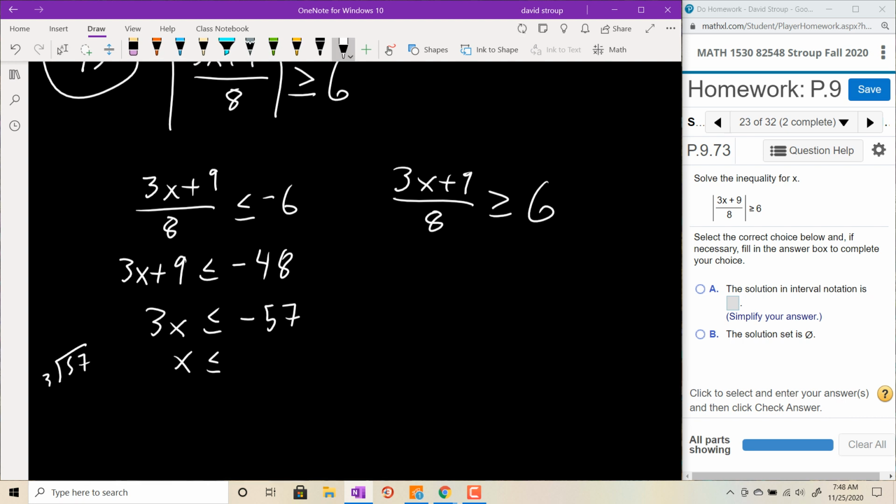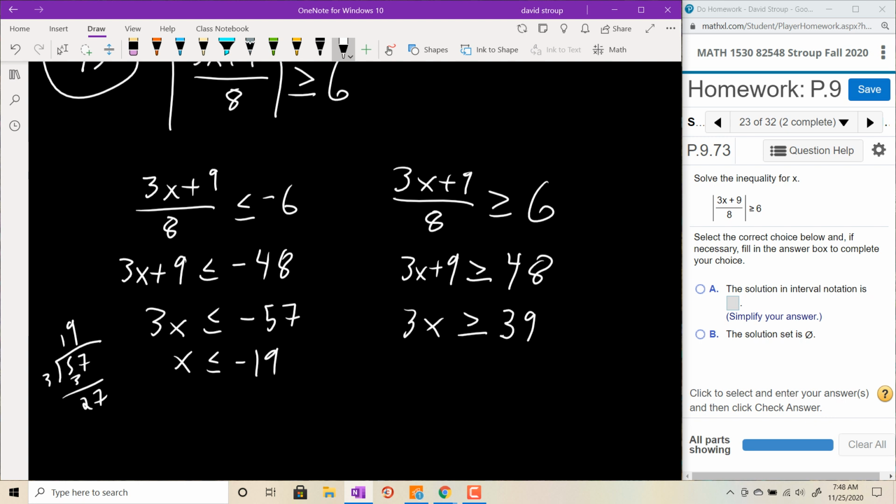57 divided by 3. My calculator is broke. 19. I may have to whip out the computer calculator eventually. Anyways, 3x plus 9 greater than or equal to 48. On the test, you're only allowed to use scientific calculators. 3x greater than or equal to 39. And then x greater than or equal to 13.